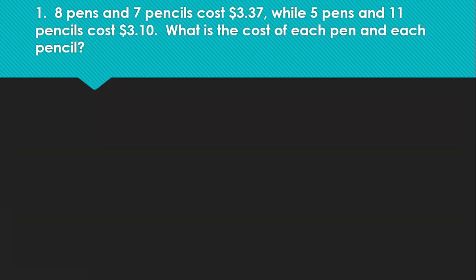So for example, we have 8 pens and 7 pencils, and they cost $3.37, while 5 pens and 11 pencils cost $3.10. What is the cost of each pen and each pencil? So you have to establish your variables. I'm going to let X equal pens, Y equal pencils.